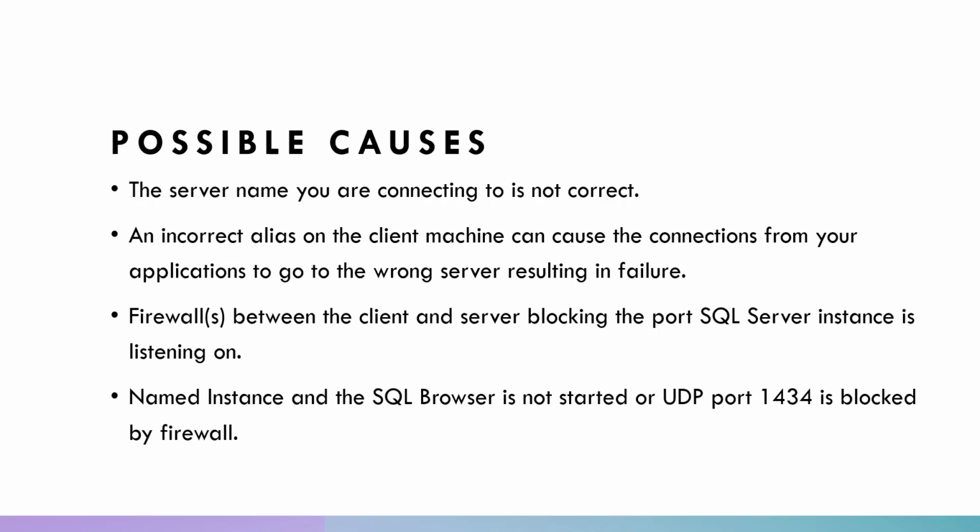So this connectivity issue that we mentioned in the previous slide could be caused by one of many reasons. For example, it could be an incorrect server name being specified in the connection string, or in the server name dialog box if we are trying to connect using SQL Server Management Studio. Also, it could be an incorrect alias on the client machine. As we mentioned previously, if we try to connect to the name that is mentioned in the alias, but the alias is not correct or not pointing to the correct server, then we will face the same error.